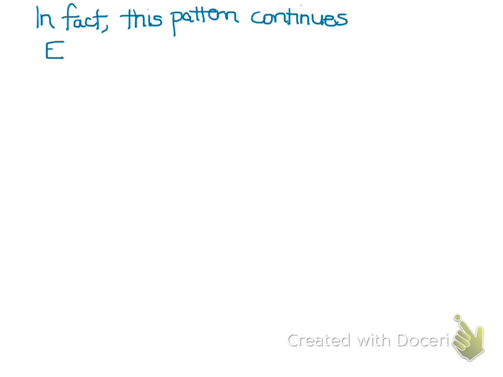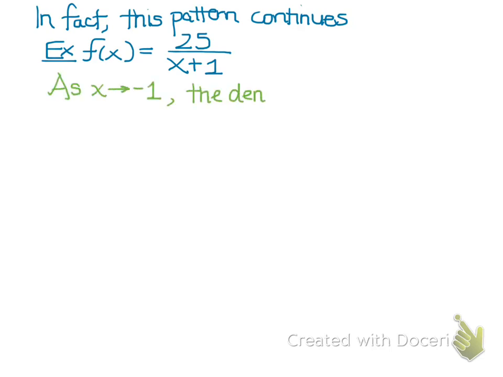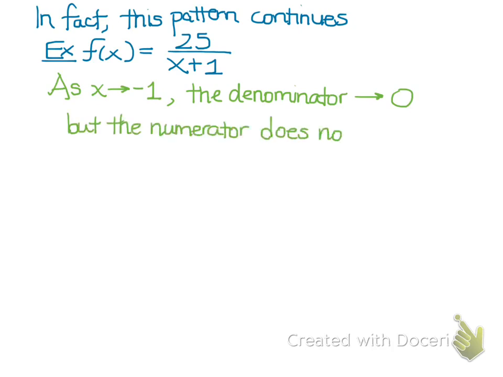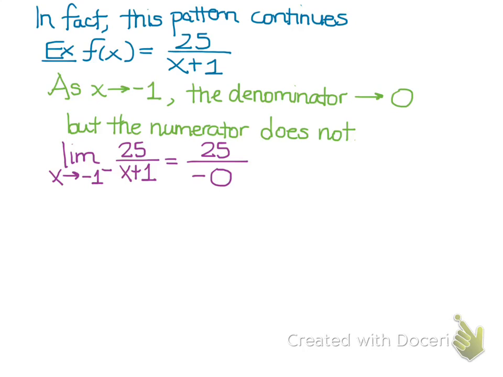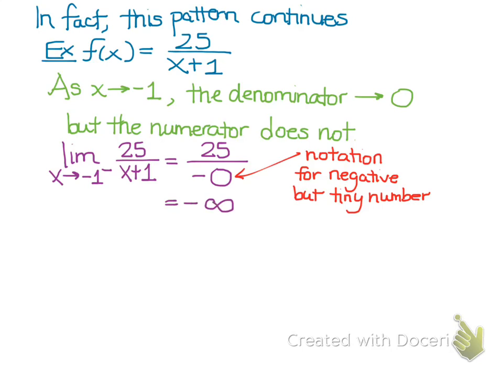In fact, this pattern continues. For example, if I have the function 25 over x plus 1, as x gets closer and closer to -1, the denominator is getting closer and closer to 0, but the numerator is not 0. So notice that if we approach -1 from below, I end up with 25 in the numerator and a very tiny negative number in the denominator. My notation for this is -0. Anytime I have 25 over a negative tiny number, that goes to negative infinity.